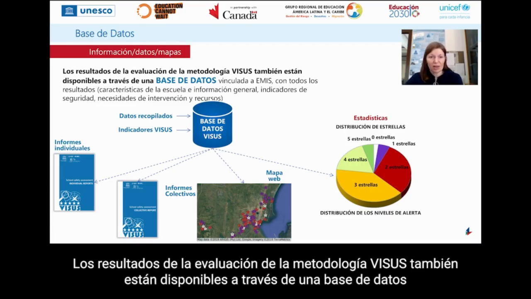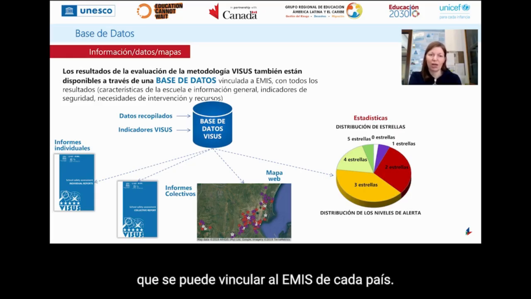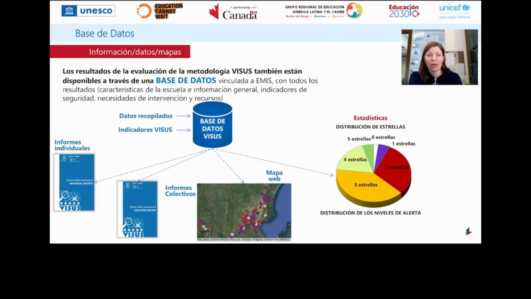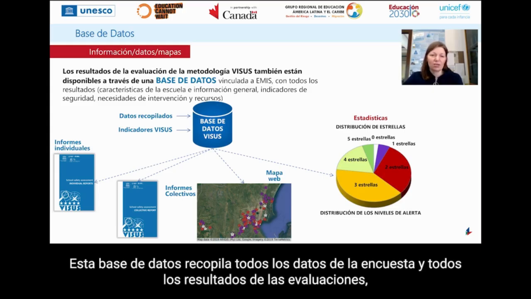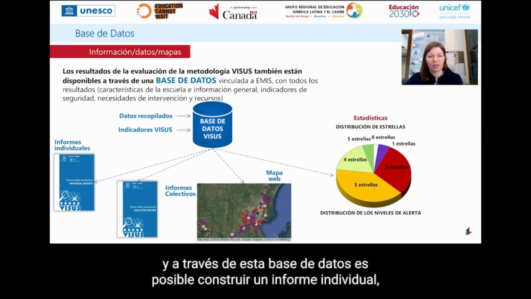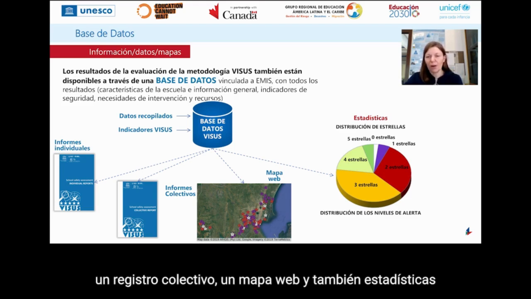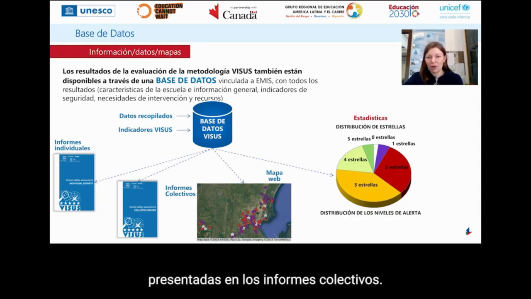The assessment results of the VISUS methodology are also available through a database that can be linked to the EMIS of each country. This database collects all the survey data and all the outcomes of the evaluations. And through this database, it is possible to build the individual reports, the collective reports, the web maps, and also the statistics presented in the collective reports.